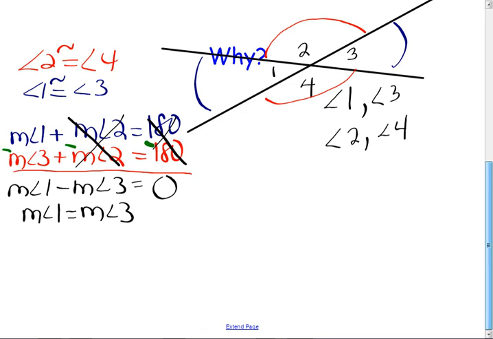So that's a proof. I would call that a proof. Because I know that the sum of the first two angles is 180. Then the next pair is 180. And if I just subtract the bottom equation from the top equation, I'm going to get 0. Put one angle on one side and one angle on the other side.